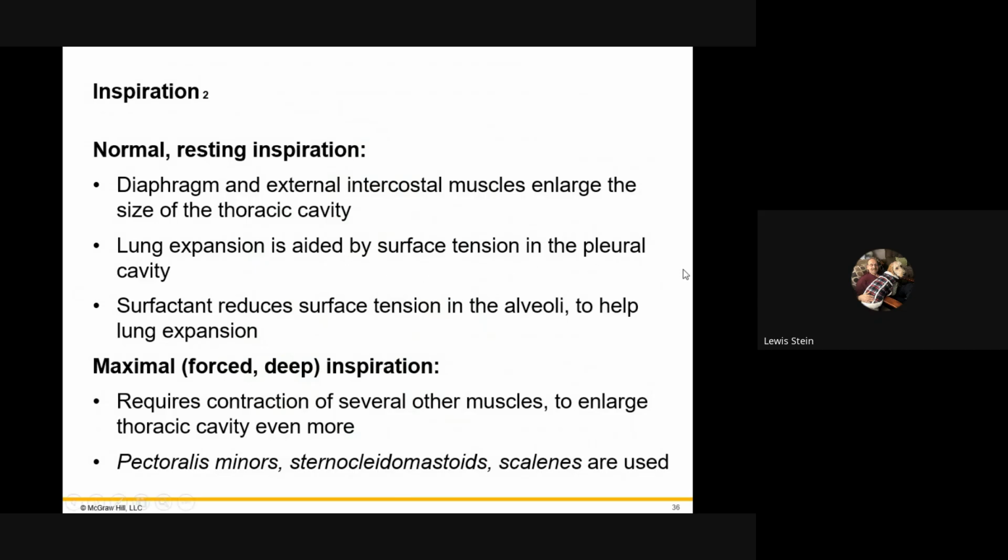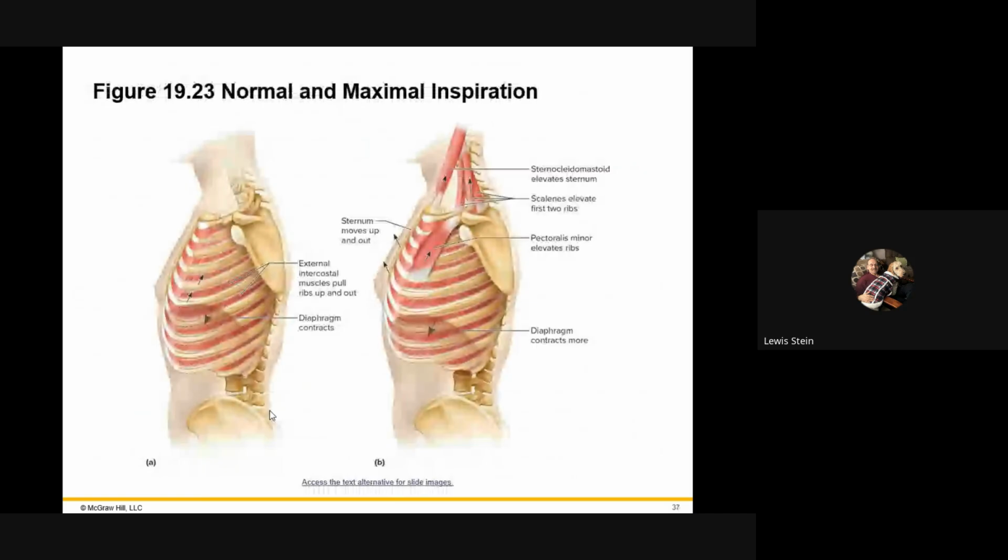Surface tension I talked to you about, the surfactant that's produced by what are called type 2 cells. Surfactant resists the tendency for the alveoli to stick together. It's a wetting agent. It's kind of like an intracellular detergent. And so when we have to deeply inhale or deeply exhale, then we use other muscles.